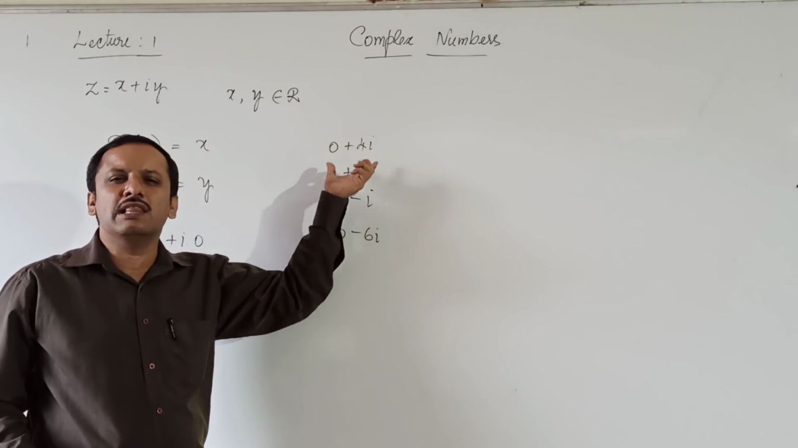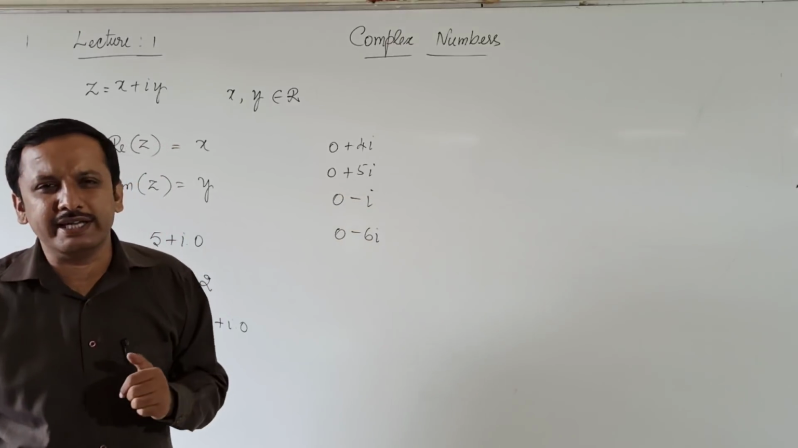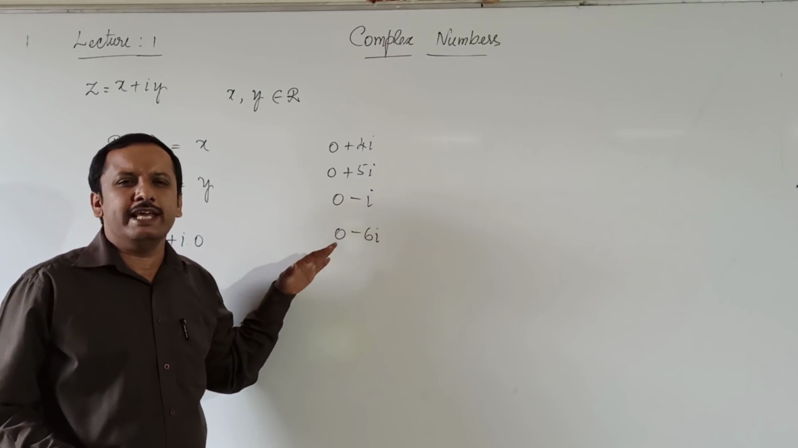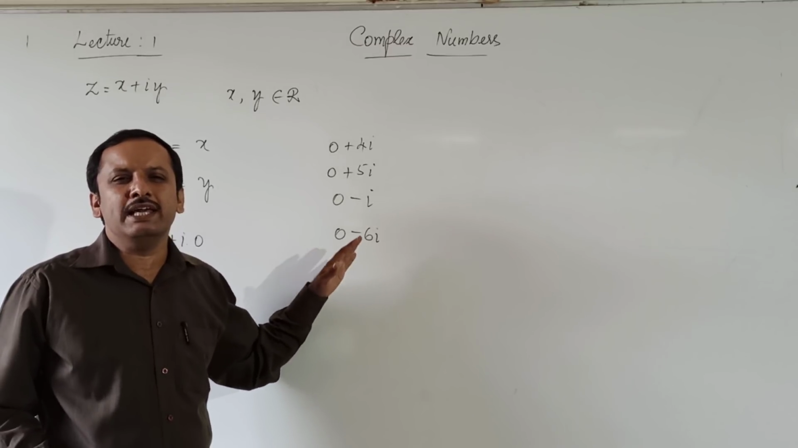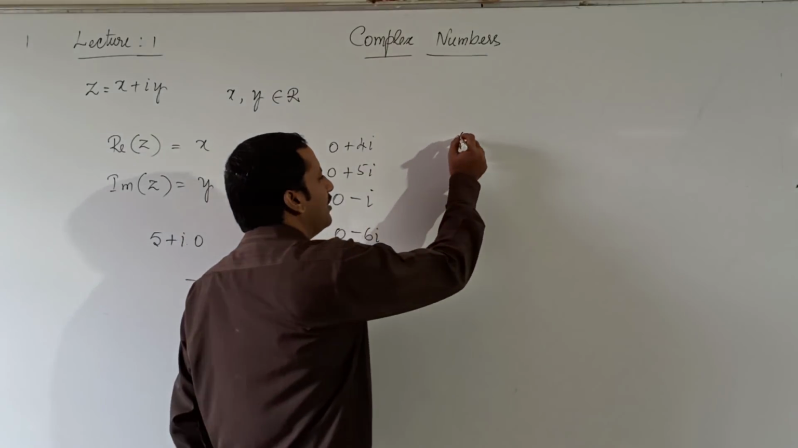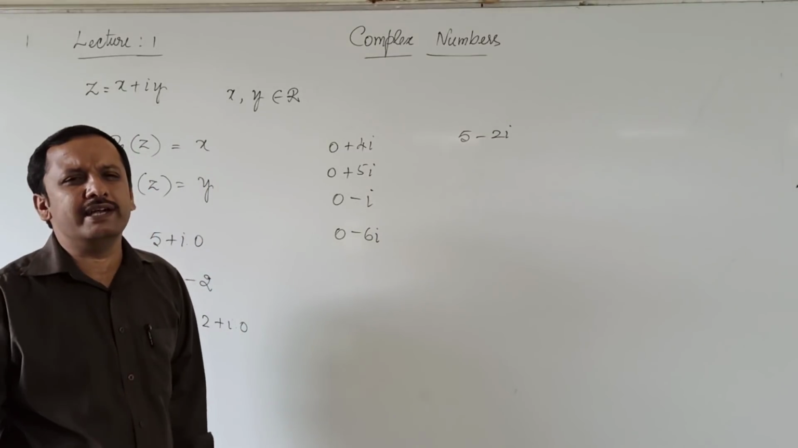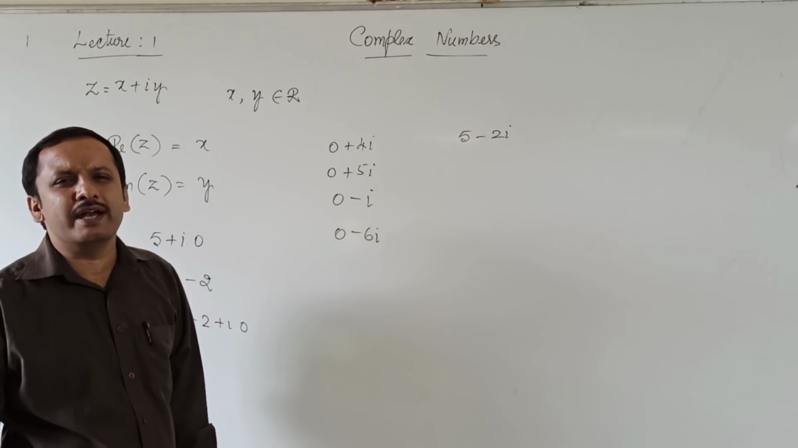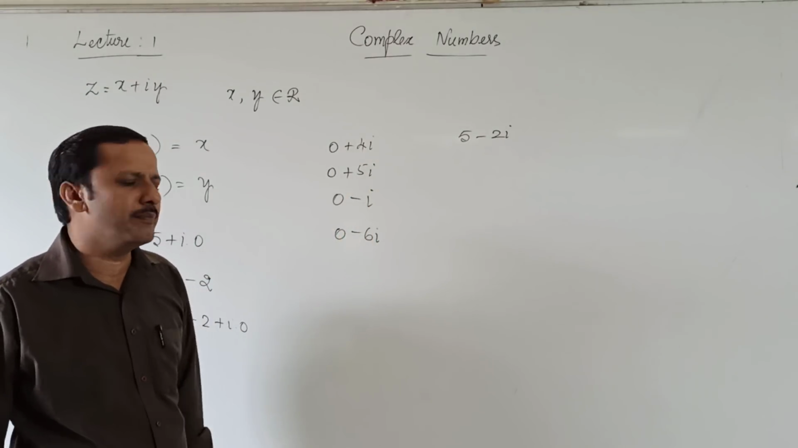You will see that in all these complex numbers, x is equal to 0, which means the real part is 0. So any complex number whose real part is 0 is called purely imaginary. Okay. So if I write 5 minus 2i, what is the real part of this complex number? Real part is 5 and the imaginary part is minus 2. Don't write minus 2i. Imaginary part is only minus 2.